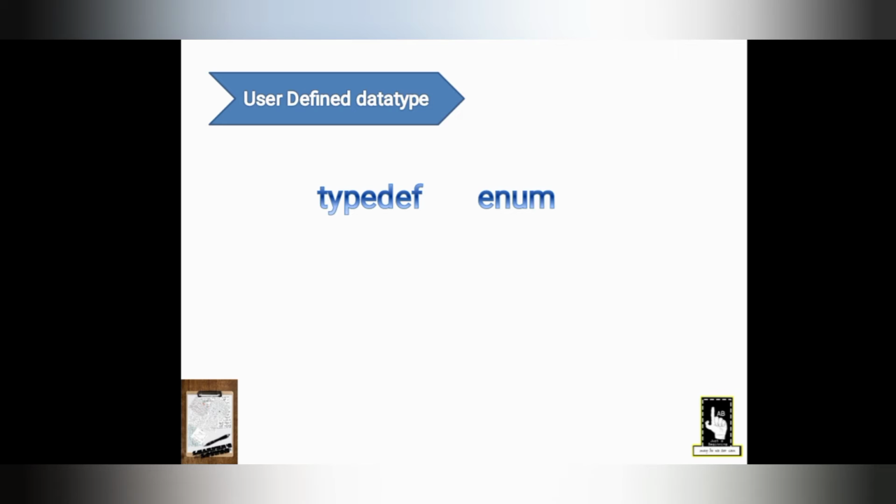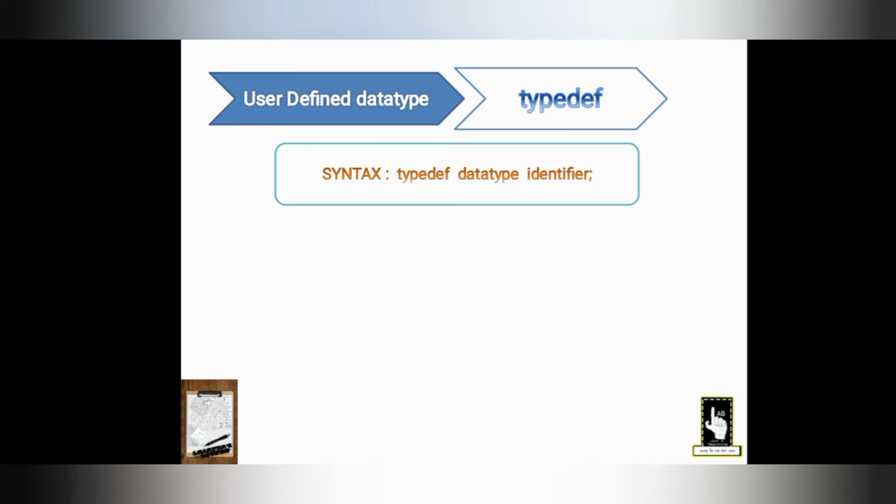Next data type is the user-defined data type. C supports a feature of enabling the user to define their own data types, of which the most common user-defined data types are typedef and enum. Speaking about typedef, this keyword in C is used to define an identifier that would represent an existing data type. Later that identifier can be used to declare variables.